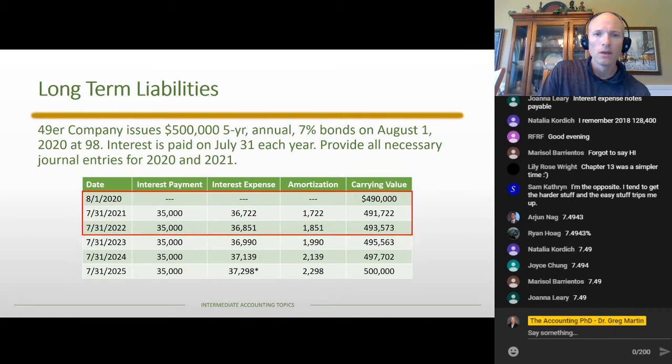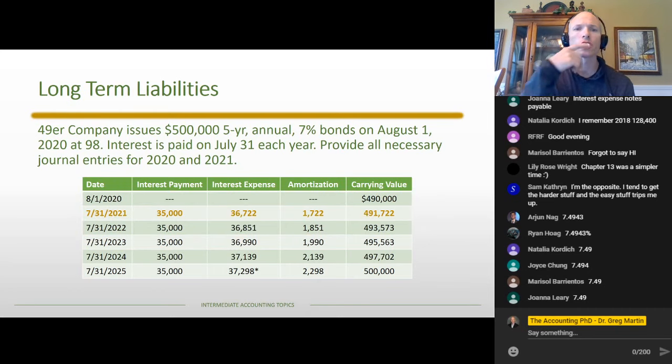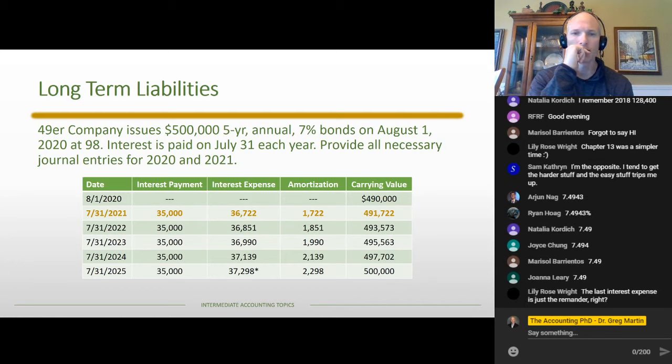Now, the next, we're only doing 2020 and 2021, so we really don't need the bottom half of that table. We really need the top half, and so I highlighted it there for you. And so for the first journal entry, we're really focused on the first line, so we're looking at the 7/31/2021 row in the amortization table. The last interest expense is just the remainder. Yes, that is correct, Lily. Now, I put a little asterisk there because if you actually directly calculate it, you don't get exactly $37,298 because of rounding. I just put it there because it should be very close. But to make it work, you do just need to plug in the right number.